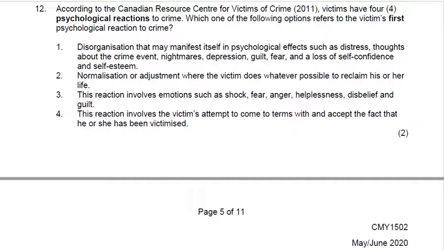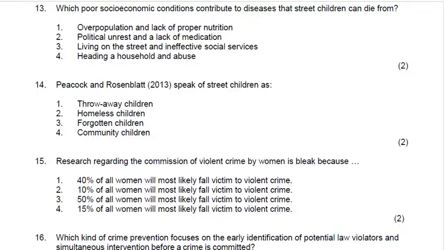Okay, next question. Which poor socioeconomic conditions contribute to diseases that street children can die from? The answer is 1, overpopulation and lack of proper nutrition. I found that on page 50 of our study guide. Question 14. Peacock and Rosenblatt speak of street children as, the answer is 4, community children. That is found on page 50 of our study guide.